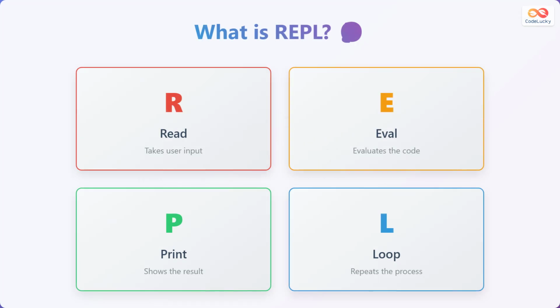So, what exactly is REPL? REPL is an acronym that stands for Read, Eval, Print, and Loop. The read part takes the user input. The eval part evaluates the code that the user has given as input. The print part shows the result of the evaluation. The loop part repeats the process continuously, allowing for an interactive coding session.